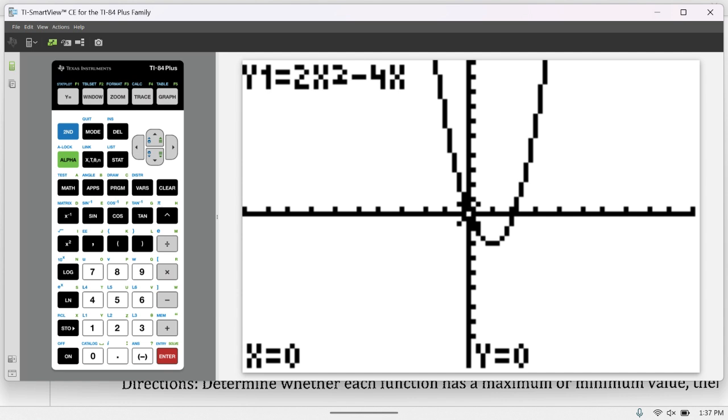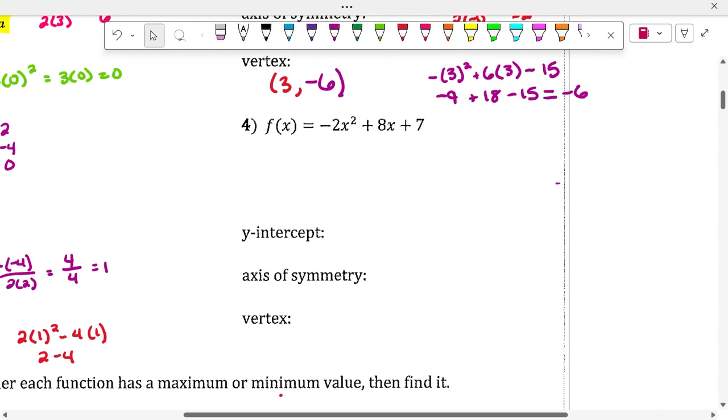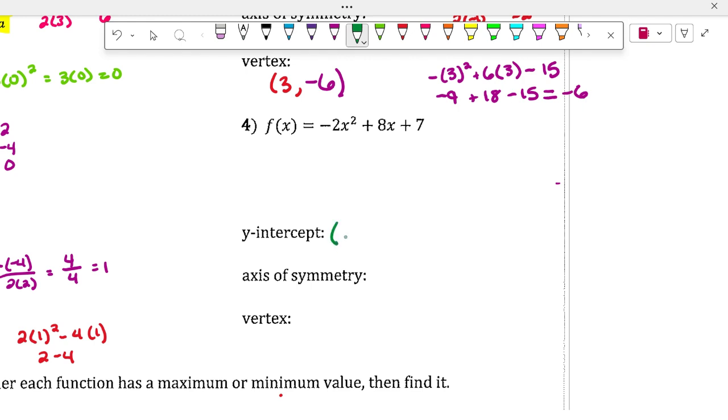All right. Now, this last one. So what's my y-intercept? Y-intercept, guys. 0, 7. Axis of symmetry. X equals what? All right, let's check it because I get conflicting answers. So I have negative 8 over negative 2, over 2 times negative 2. So negative 8 over negative 4. X is equal to 2.